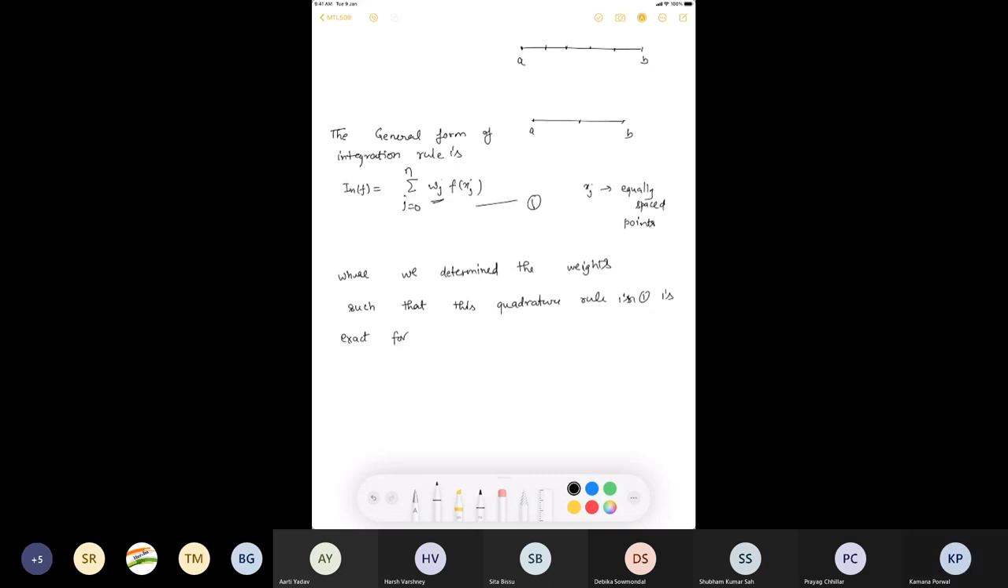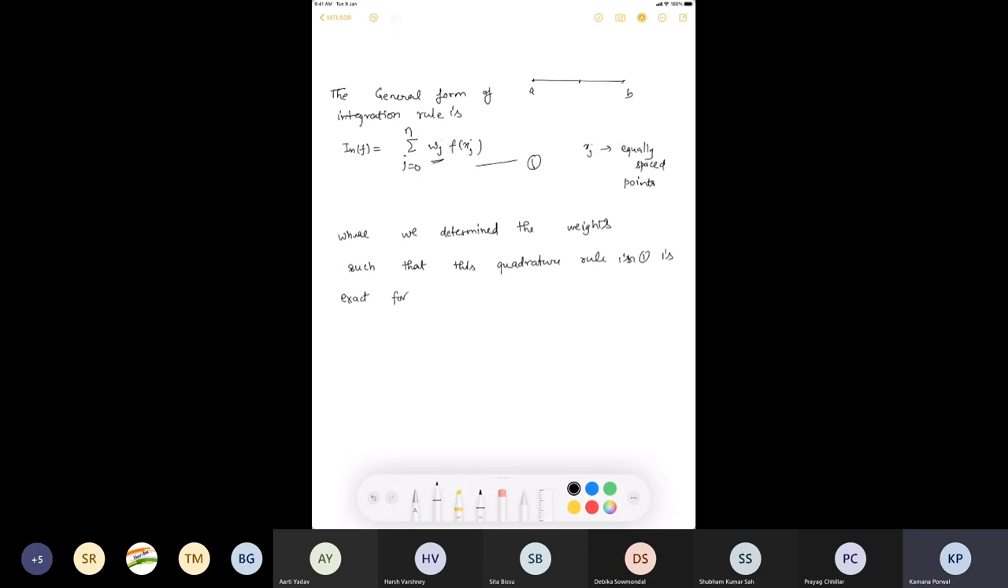Are you guys with me? Yes, ma'am. Following what I'm trying to convey? So suppose I have to determine these wj's, right? And I'm going to apply the method of undetermined coefficients because the outcome is the same. Either you integrate the basis polynomials or you use the method of undetermined coefficients, you get the same formula. So if you apply the method of undetermined coefficients, the coefficients we have are n plus 1, right? So you have to impose the condition that this rule is going to be exact for polynomials of degree less than or equal to n, right?